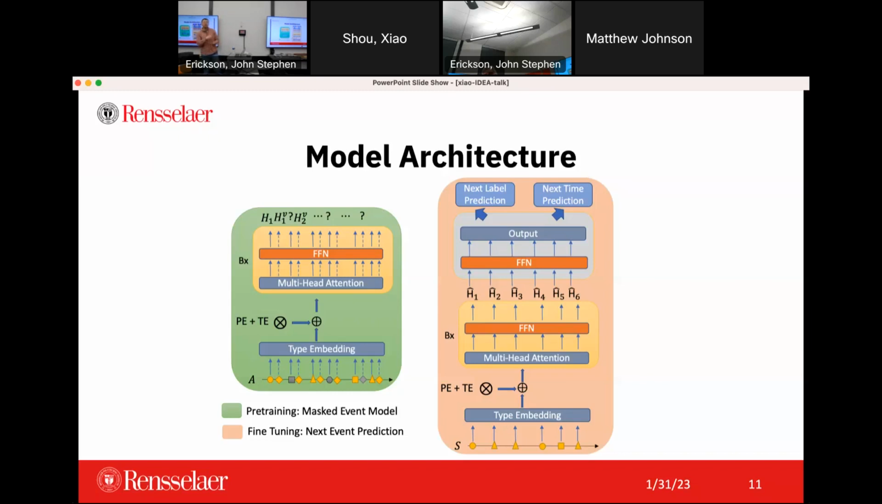Once I pre-train my model, I have learned all of the parameters of my transformer network. Then I can send my target sequence through it, and I will get H hat. These are my learned representations for this new target sequence. And then what I have to do is just fine-tuning. That means I just train a small neural network for next label prediction and next time prediction.